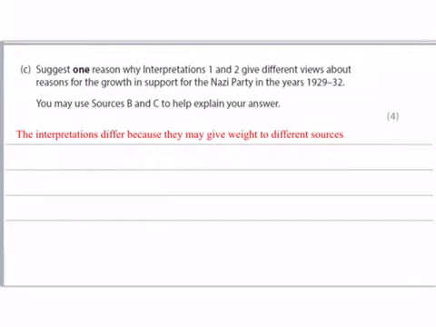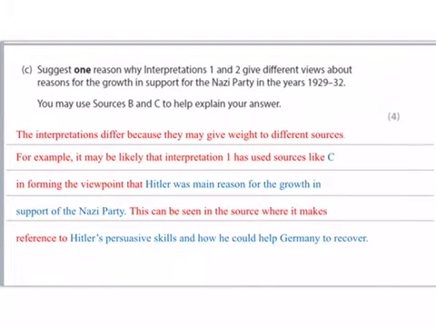Learn it off by heart, because that is going to be your line. The interpretations differ because they may give weight to different sources. And now I'm just going to back that up with a mention of the fact that, for example, it may be likely that interpretation 1 has used sources like C informing the viewpoint that Hitler was the main reason for the growth in support of the Nazi Party.